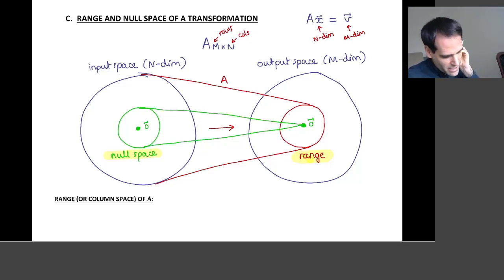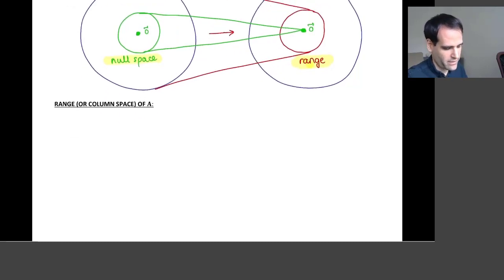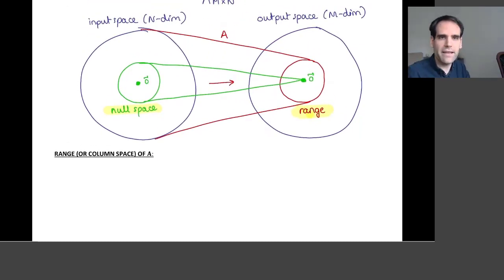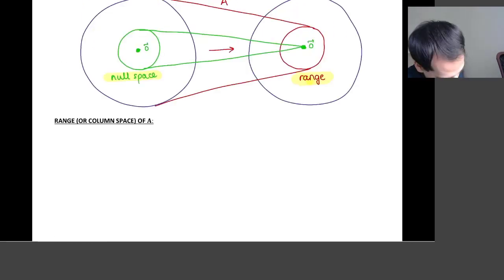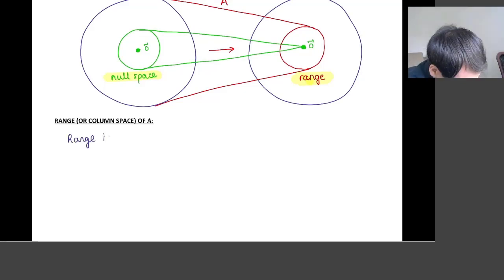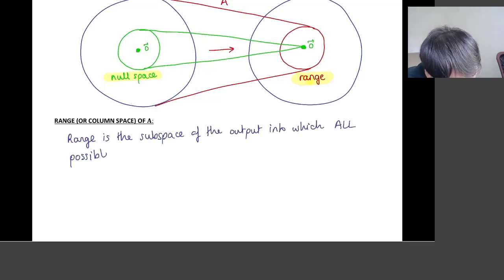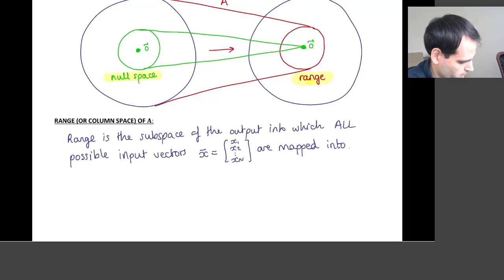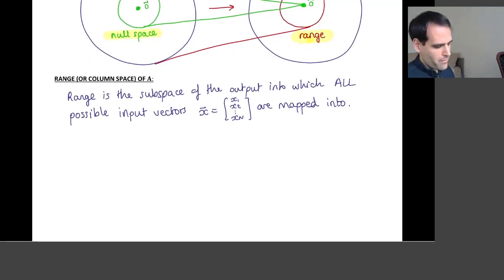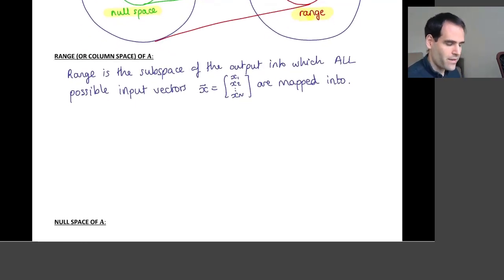But first, let me state mathematically with symbols and equations what the range and the null space is, rather than drawing this Venn diagram. Okay? So the range is the subspace of the output into which all of the vectors in the input are mapped. So how can we mathematically write this subspace?